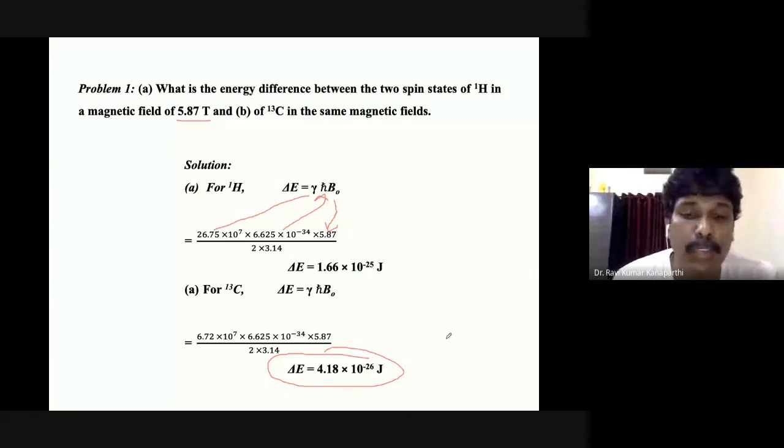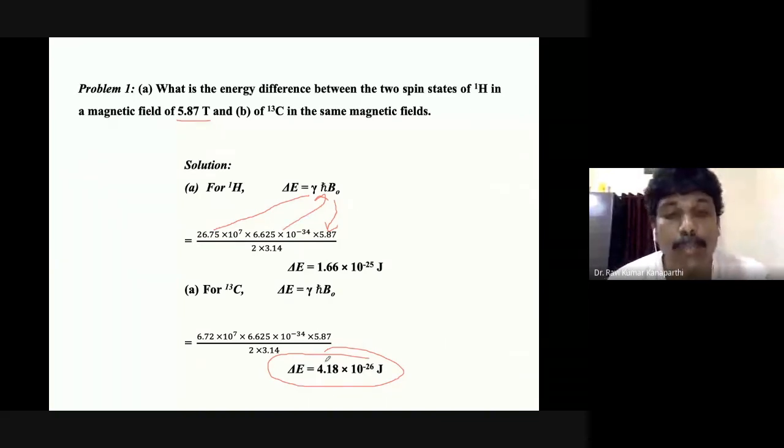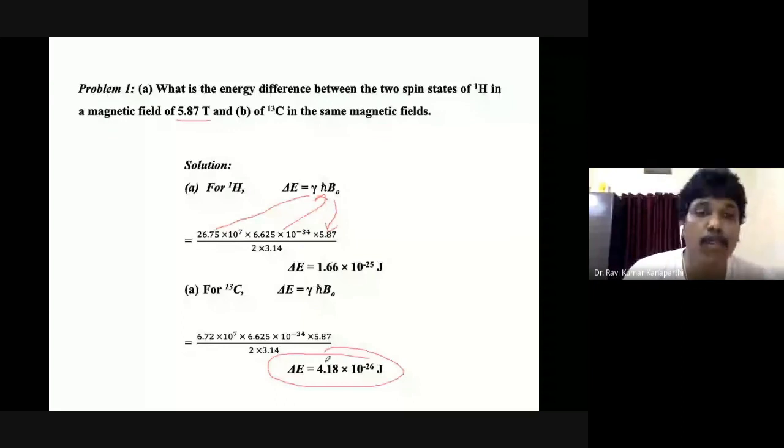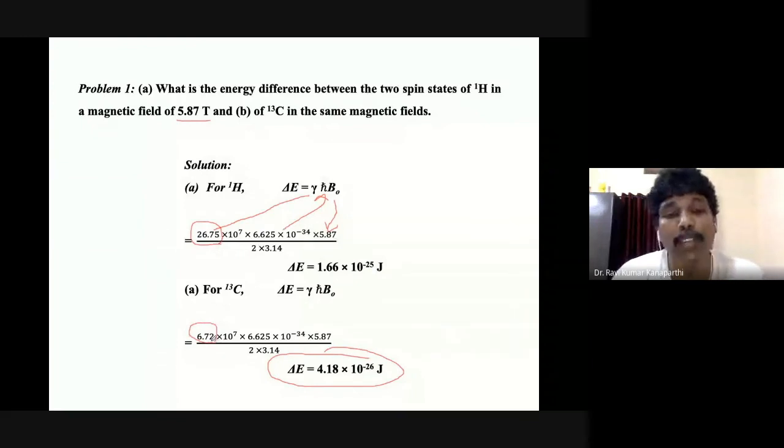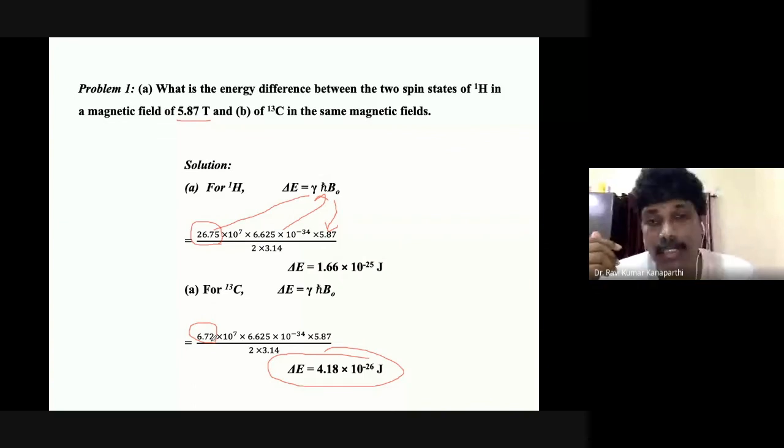So what is the difference between these two? Why is the energy gap of 13 carbon much smaller than that of the proton nucleus? Because of the gamma. Gamma is smaller in the case of 13 carbon, it is 6.72, whereas in the case of proton it is larger. This is the difference between the proton and 13 carbon. The gamma of carbon 13 is almost 4 times smaller than the gamma of the hydrogen nucleus. Therefore, that is reflected in the energy gap.